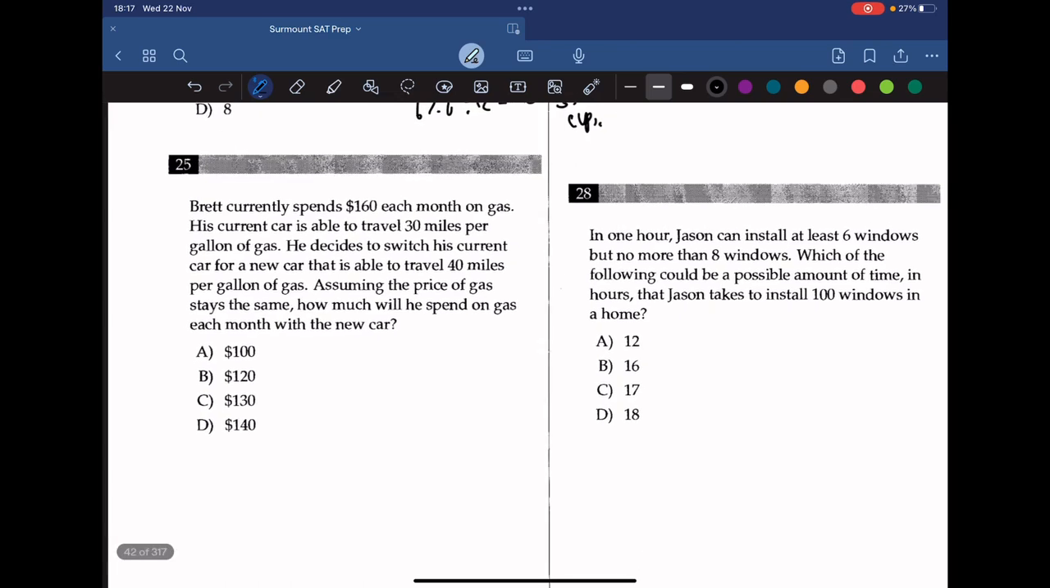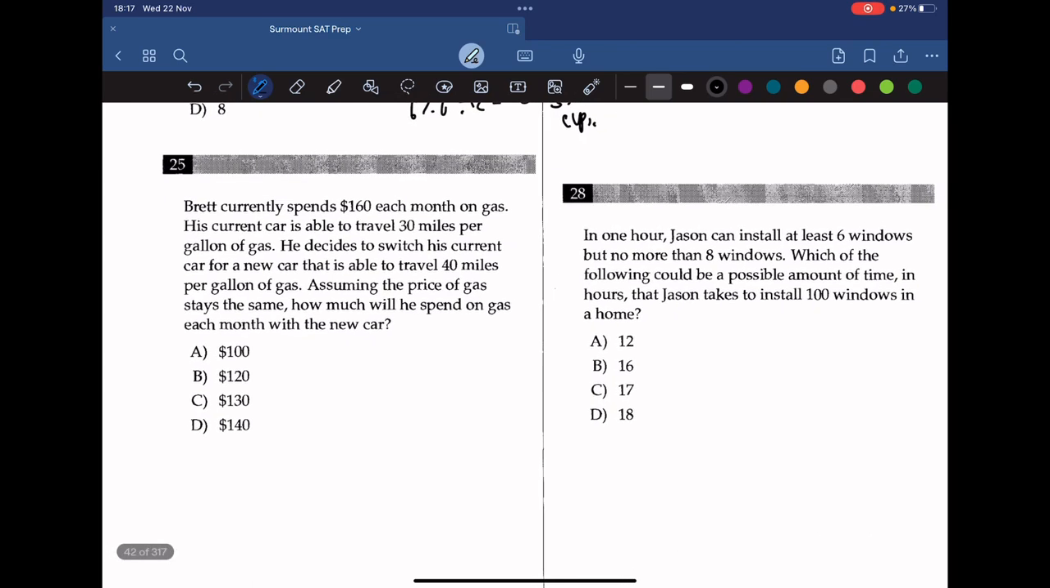So what makes this question a little bit tricky is that we actually don't know the distance that Brett will travel each month, or the number of gallons that he uses each month, right? So we can just guess that he maybe uses 2 gallons each month. That means he travels 30 times 2, which is 60 miles each month. And each gallon costs 160 divided by 2, which is $80.